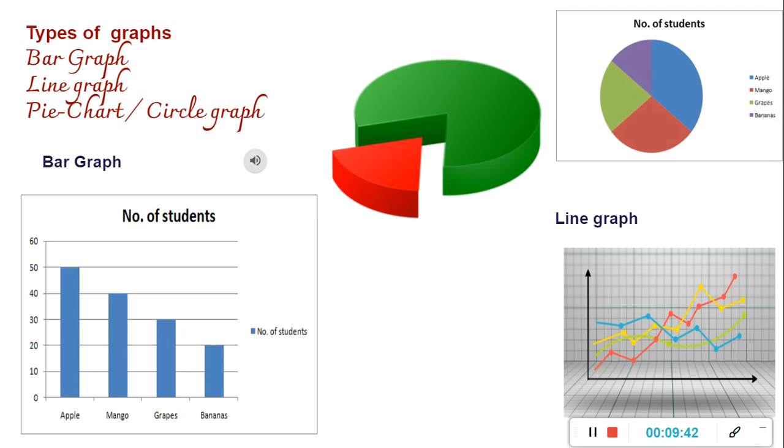Now the third type of graph is a pie chart, which is also known as a circle graph. Let's see, it's like a pizza. When you have a pizza and cut a slice of the pizza, what is that? That slice will be either one fourth of the pizza, or one sixth of the pizza, or half of the pizza. So basically that part determines the fraction of the total amount of the pizza, isn't it?